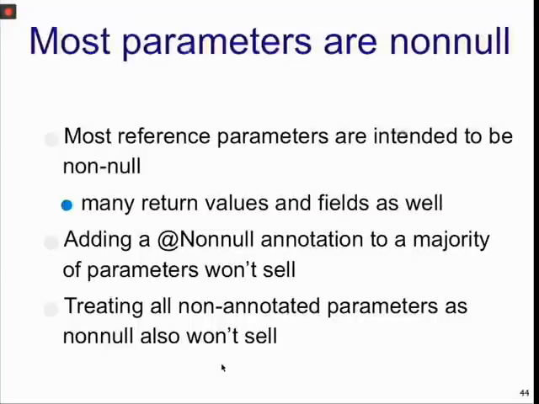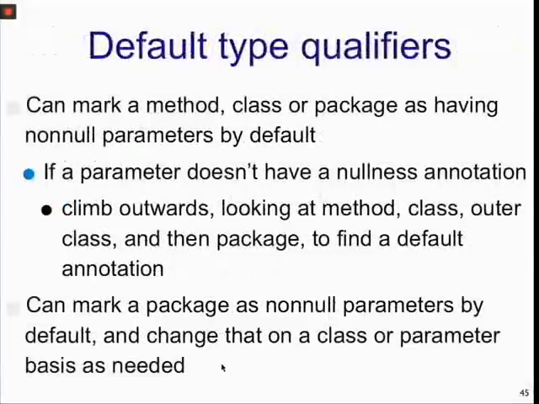The other thing is that just saying, oh, well, if you have an annotated parameter, we're going to treat it as non-null throughout your entire 10 million line code base, that's also not going to sell. And so what I think you want, and the most compelling use case, is to say, OK, for a particular method, class, or package, I'm going to say that this thing has non-null parameters by default. And if a parameter doesn't have a nullness annotation, you climb outward, looking at the method and then the class. And if it's a nested or an inner class, you look at the outer class. And you climb all the way out, then you look at the package.